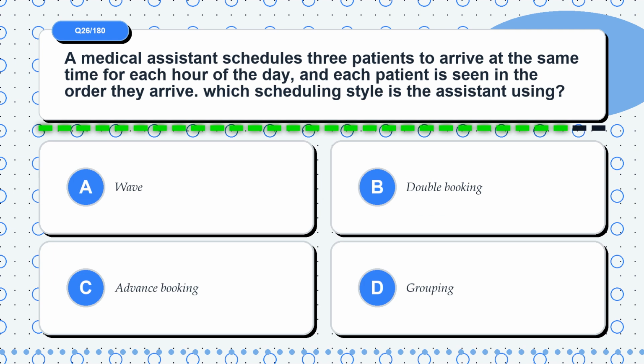Question 26. A medical assistant schedules 3 patients to arrive at the same time for each hour of the day, and each patient is seen in the order they arrive. Which scheduling style is the assistant using? Here are the options. Option A, wave. Option B, double booking. Option C, advance booking. Option D, grouping.